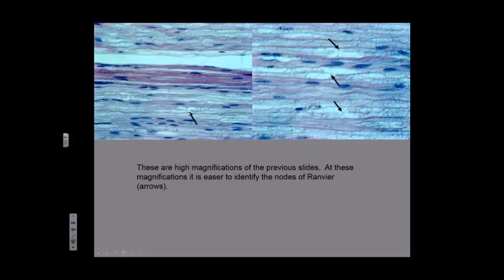Here it is under higher power. There's a node, there's a node, there's a node. So there's all kinds of nodes that you can find in here. Then at higher power, it starts to look like nerve fibers because of the Schwann cells.